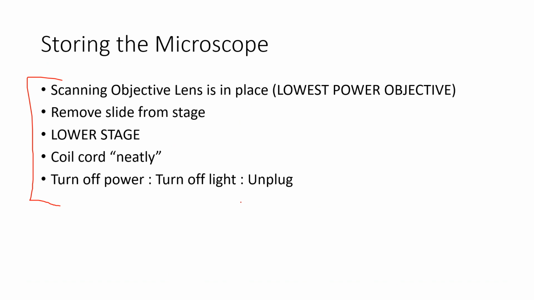So that's really the big idea. You want to make sure there's no slide on the microscope anymore. You want to put the smallest objective lens in position, which is the scanning one. That's the shortest one. Lower the stage, coil the cord, make sure the power is turned off, and unplug it, obviously, if you're going to put it away.